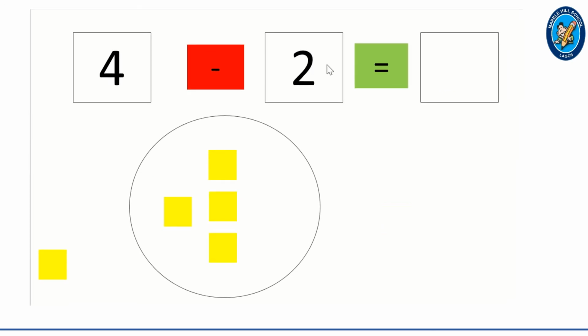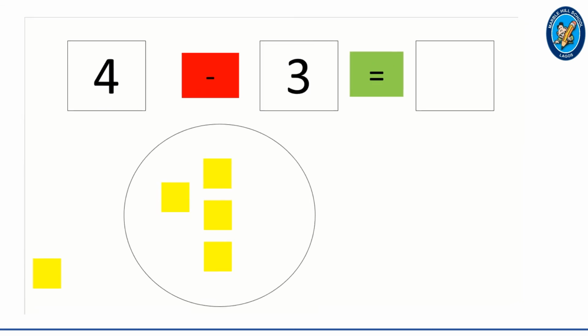4 minus 2. 4 minus 2 means you're taking 2 away from 4. So we have 4 squares in this circle, and we're going to take out 2. 1, 2. And how many do we have left? We have 2. So 4 minus 2 is 2.